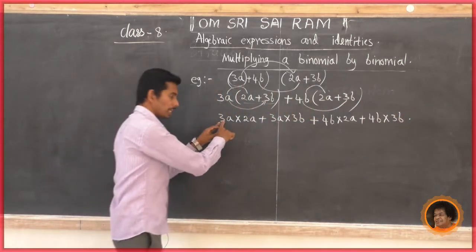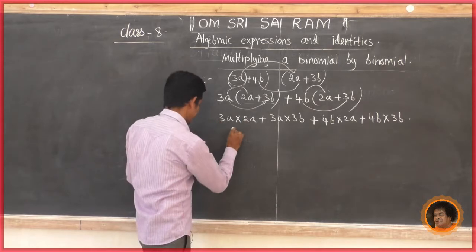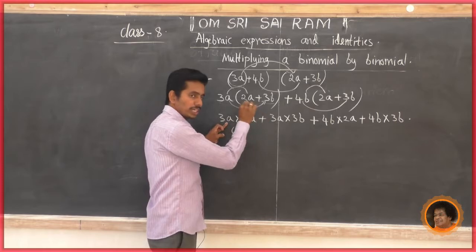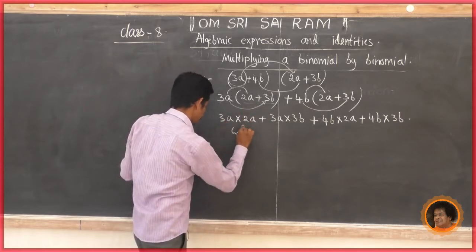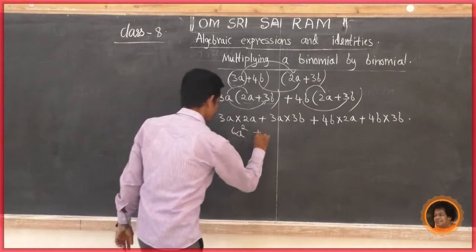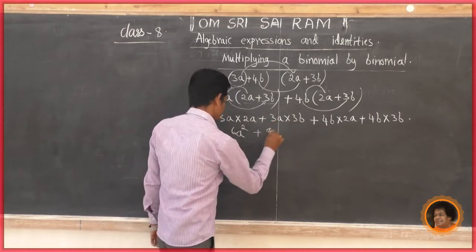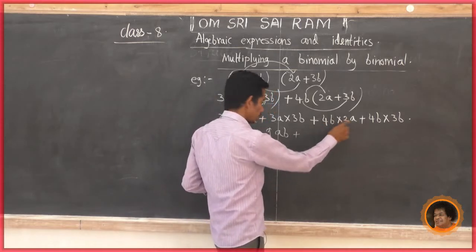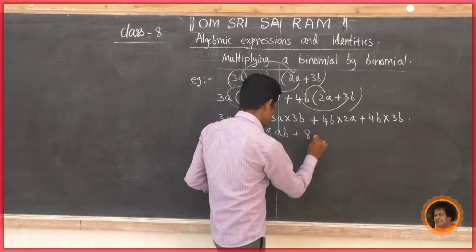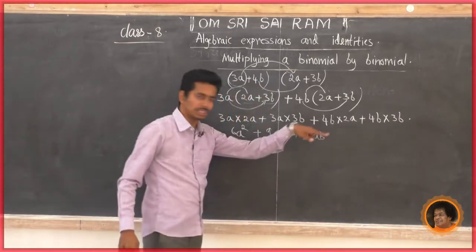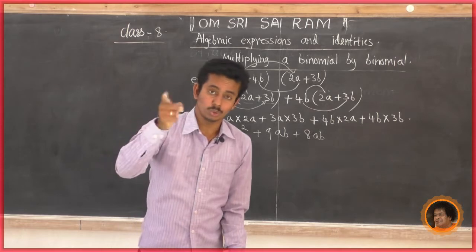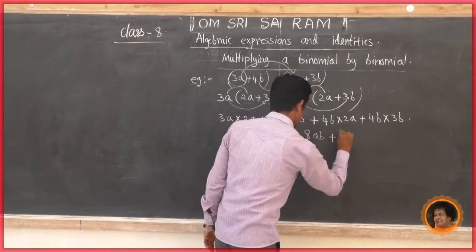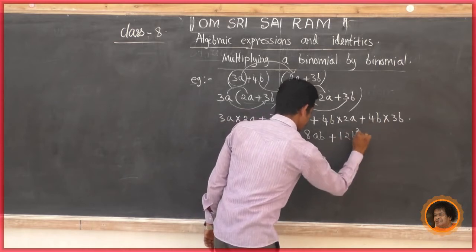Now multiply. First multiply the numbers. 3 into 2 is 6. a into a is a squared, so 6a squared. Plus 3 into 3 is 9, a into b is ab. Plus 4 into 2 is 8, b into a is ab, or ba, both are the same. Plus 4 into 3 is 12, b into b is b squared.